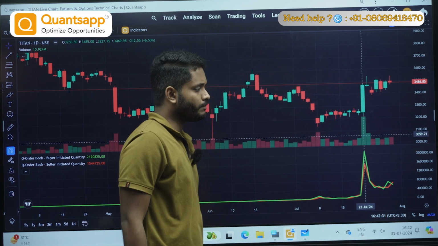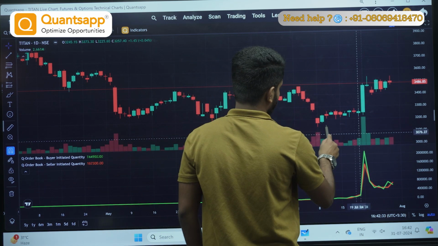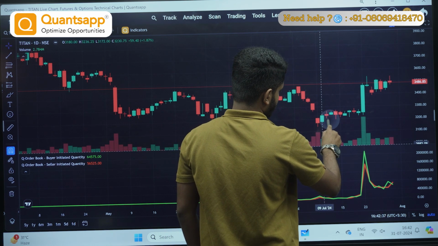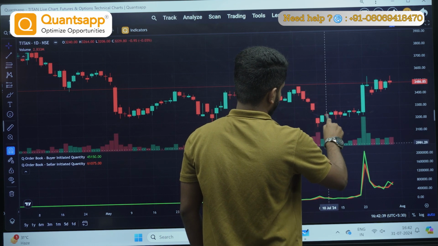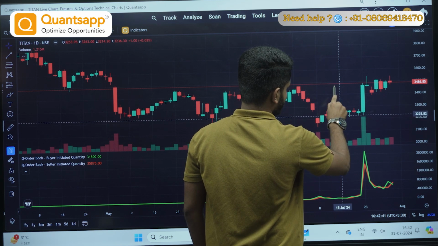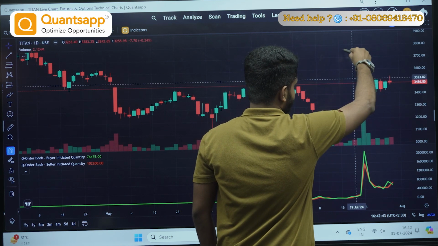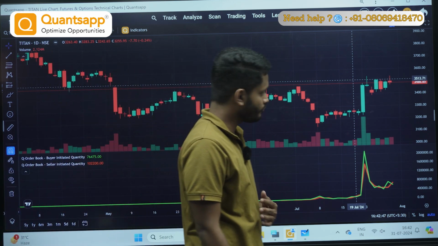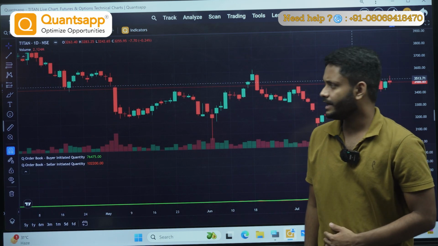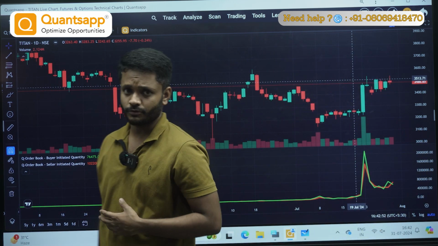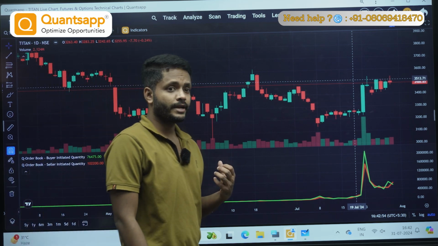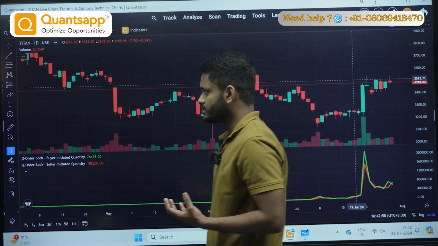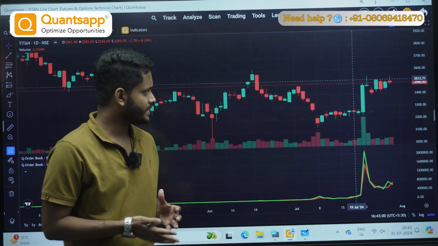It took approximately, I would say, 2 weeks, but see the movement from 3230 to approximately 3500, I would say 250 to 300 points movement. Correct. So if you would have traded in futures, there was no question of time decay, but if you were trading in options, then definitely I would say there would have been an issue with time decay.